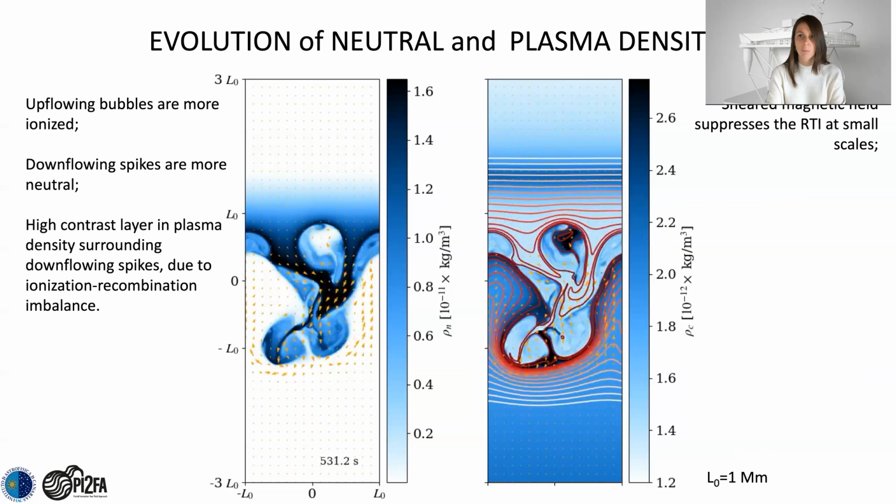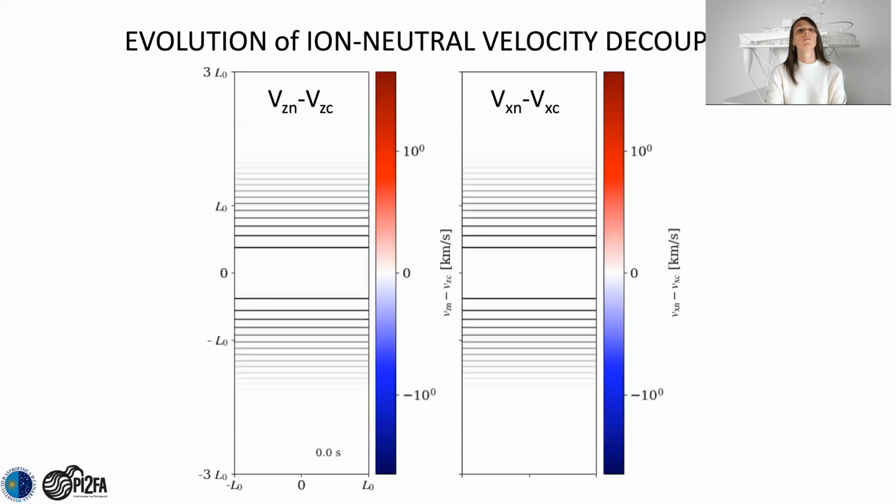ionization and recombination imbalance. We see that magnetic field in this sheared configuration suppresses Rayleigh-Taylor instability at small scales, and we see a complicated dynamics where the reconnection and formation of magnetic islands can happen, and these islands are filled with coronal material. We also study the evolution of neutral velocity decoupling.